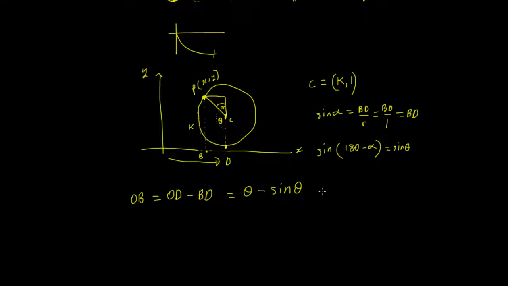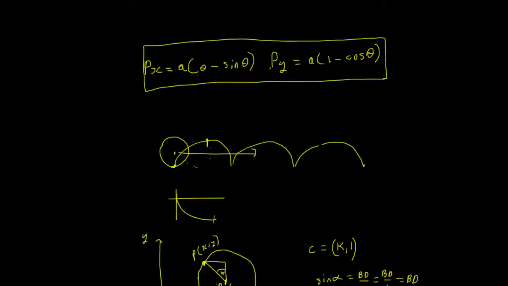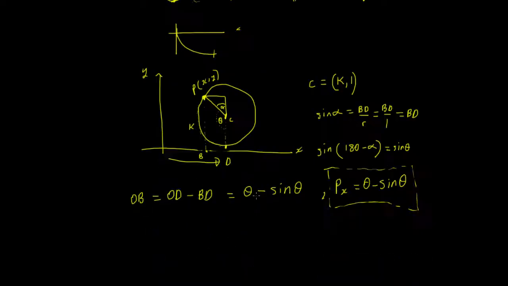So we can write up here P of x equals theta minus sine of theta. So that's one of them that we're interested in, and you can see that is in the correct form, theta minus sine theta.